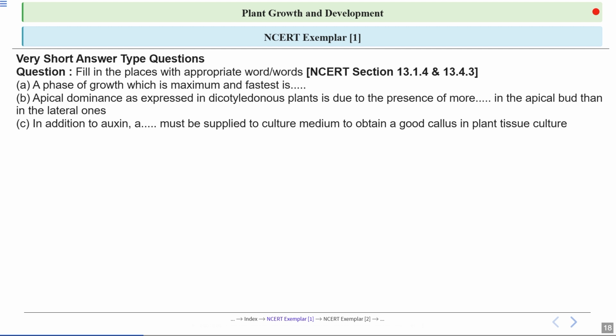A. A phase of growth which is maximum and fastest is dash. B. Apical dominance as expressed in the dicotyledonous plant is due to the presence of more dash in the apical bud than in the lateral ones. C. In addition to auxin, a dash must be supplied to the culture medium to obtain a good callus in plant tissue culture. Let us see the answer.